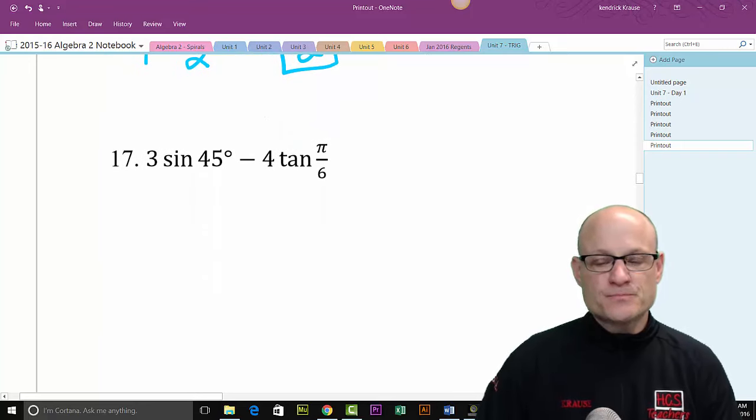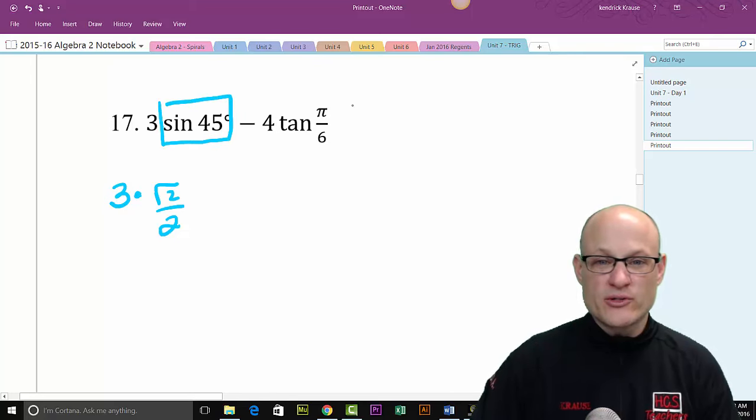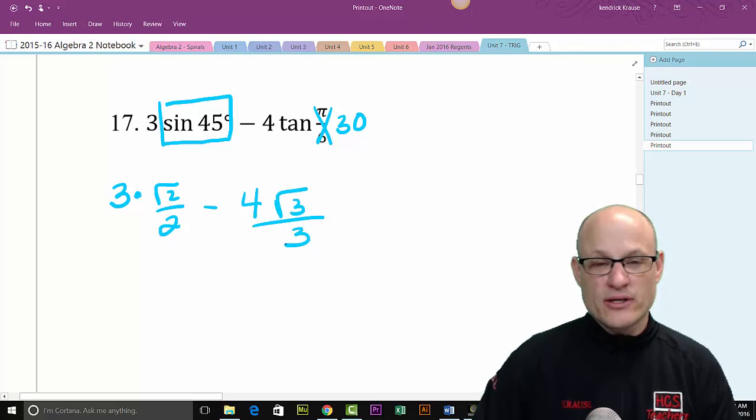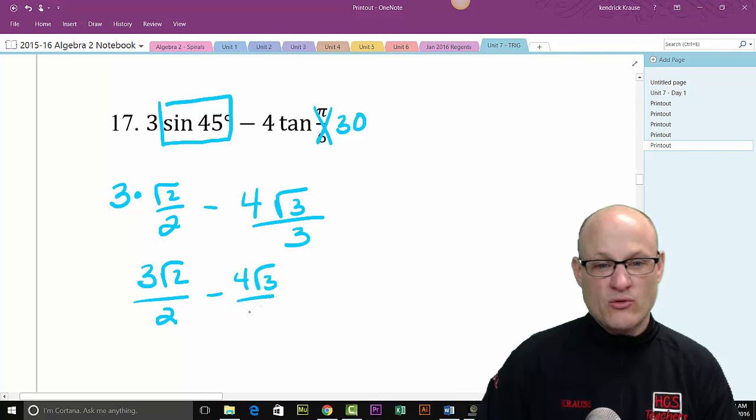This one's a little bit trickier. So it's 3 times the square root of 2 over 2, because this is the square root of 2 over 2. We just said this was 30 degrees, right? Minus 4 times, and the tangent of 30 is the square root of 3 over 3. So what I have here is 3 square roots of 2 over 2 minus 4 square roots of 3 over 3.